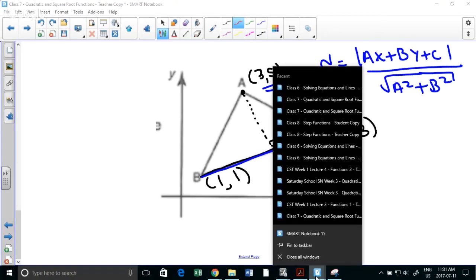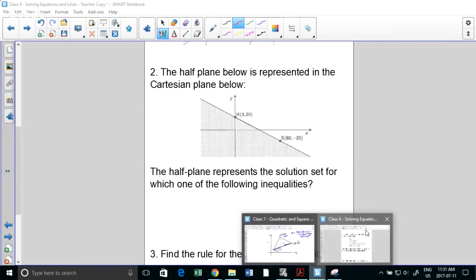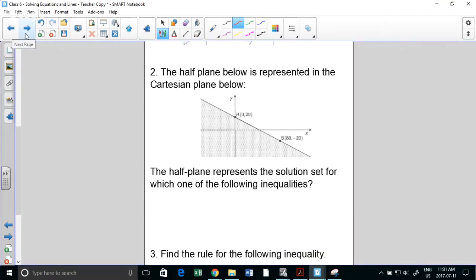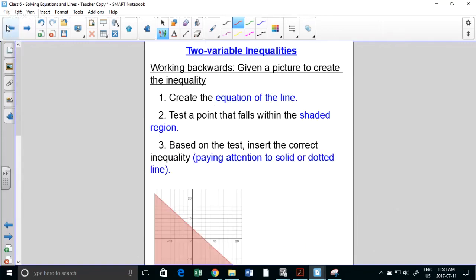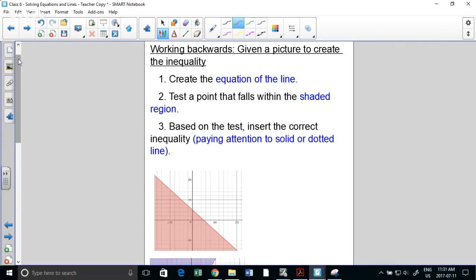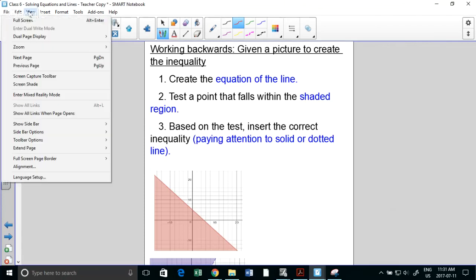So the other things we can do with this are as follows. Working backwards, given the picture, create the inequality. So here you have the picture. You're going to make the equation of the line. You're going to test a point in the shaded area. And then you're going to create your inequality. So let's take a look at what this looks like.